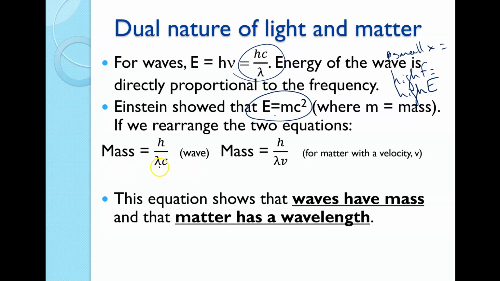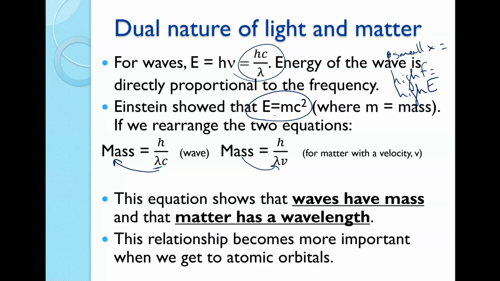It shows that waves with a wavelength have a mass, and that matter with a mass has a wavelength, which is a weird concept. That's called the dual nature of light and matter. So waves and energy are not entirely without mass. It's really small, but it's there. And matter has a wavelength. And again, it's really small, but it's there.